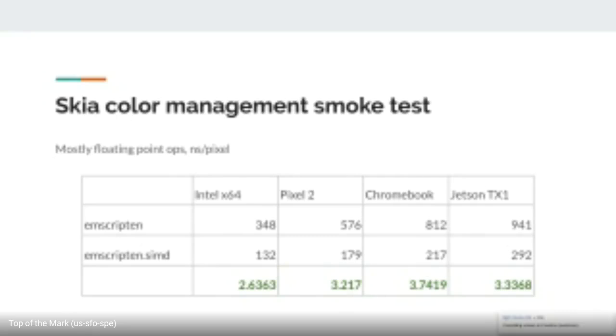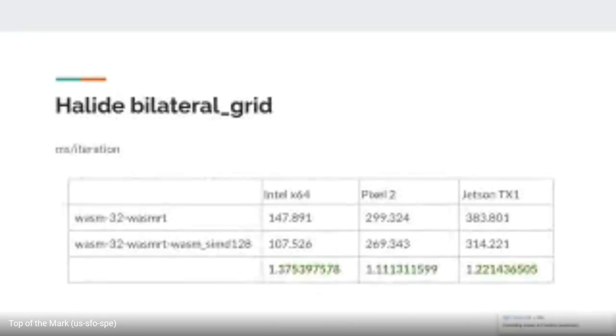So yeah, we're not comparing to native yet. Come back in a few years. We've optimized the heck out of these things. Skia, a cool 2D graphics library, does color management, and it does it faster than SIMD. Halide is a language for image processing. It's a DSL that's embedded in C++. They actually have a WebAssembly build, which is pretty neat.